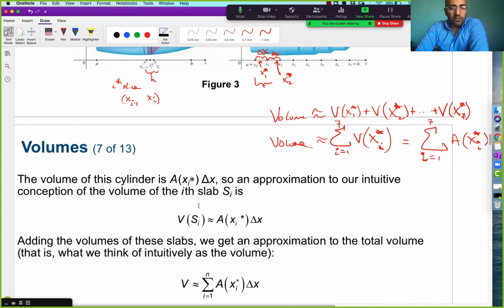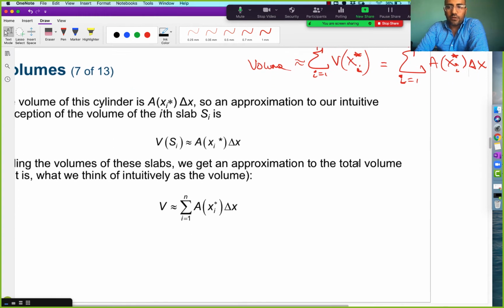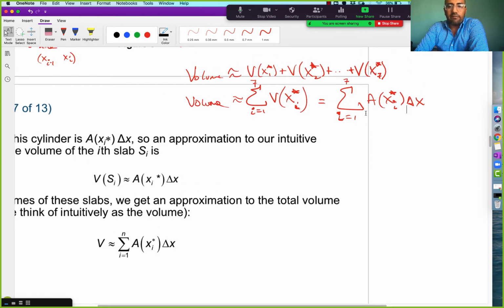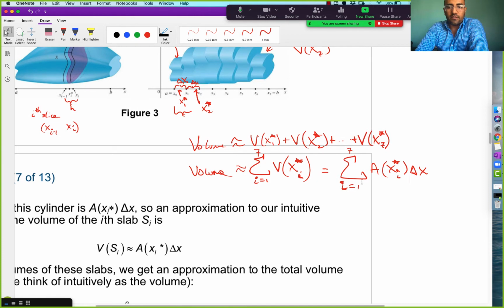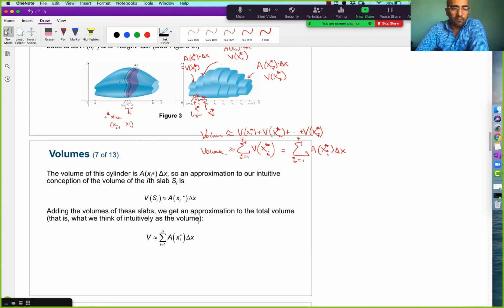So each individual volume of each individual slice, V of S sub i, the ith slice, is equal to the area times the height of that individual slice. And so we can write it this way. Here I did just for the 7 slices, but if I was doing n slices, i would go from 1 to n instead of 1 to 7. So here, this is just for this particular case where there are 7 slices. But if we have n slices, then we would just change this to n, and that's where this little formula comes from. The volume is approximately, these little squiggly equal signs indicate that it's an approximation, the sum of these areas times these widths, times delta x.